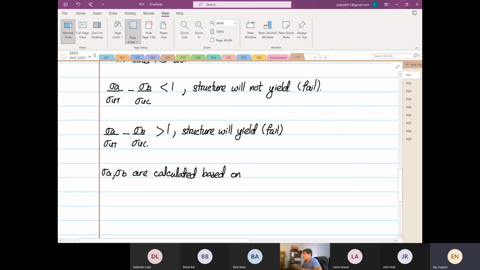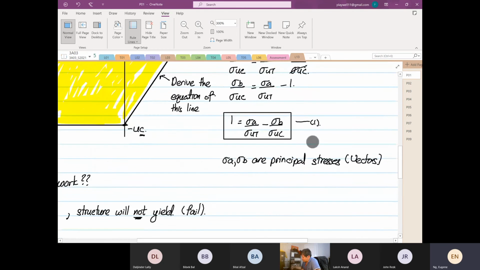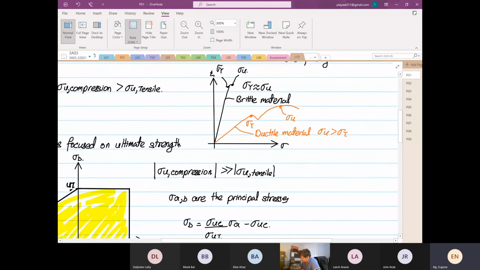Professor, the structure fails in both cases? One will not fail, one will fail. The top one, the structure will not yield, will not fail. The bottom one, the structure will yield, will fail. So yielding means failing? For brittle material, yes. Ductile material, no. Because for brittle material, the yield strength and the ultimate strength are very close, whereas for ductile material, the yield and the ultimate are very far away, so you'll not fail. Does that make sense? Yeah, thank you.